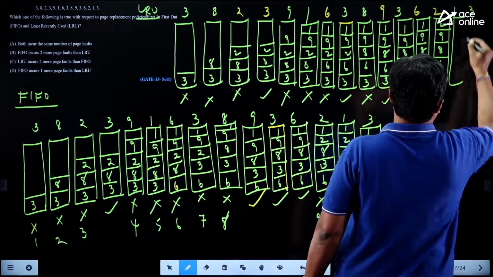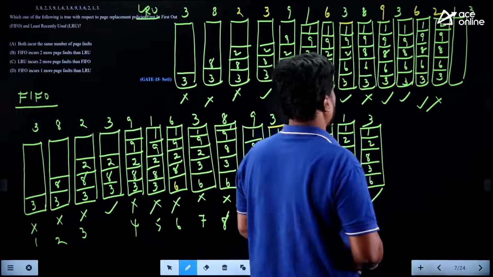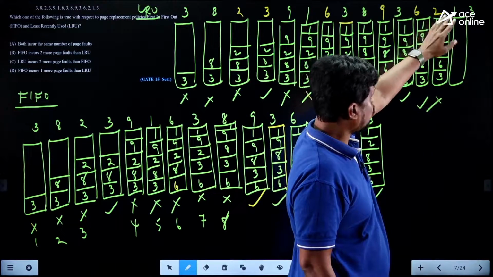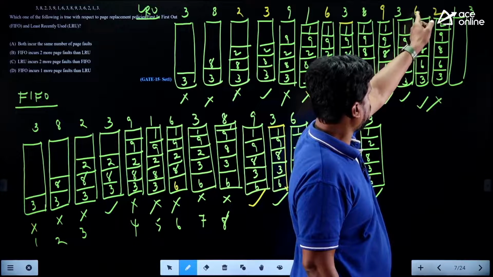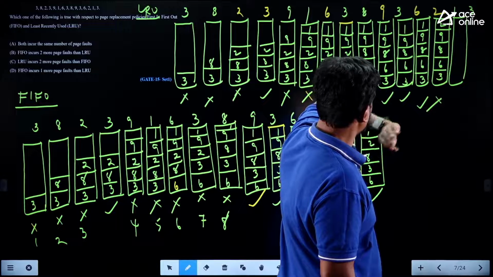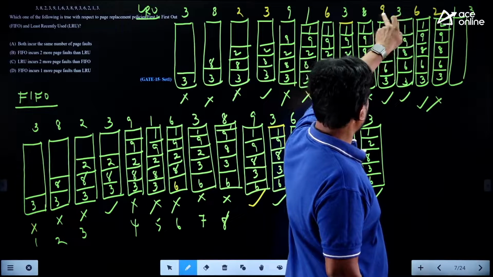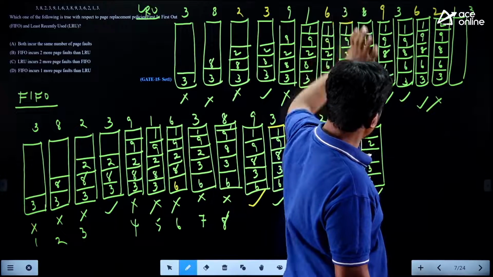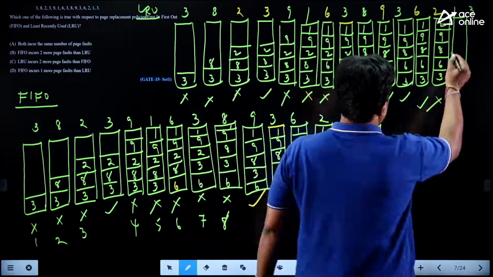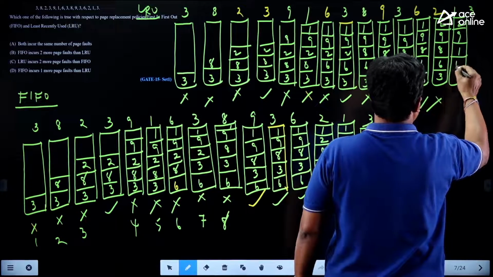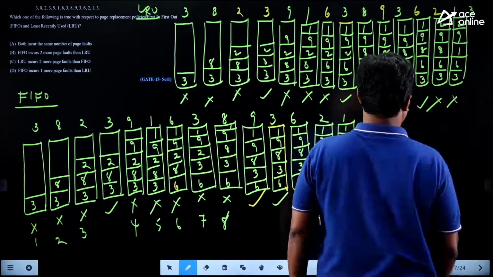Then 1 I have to get, but 1 is not there in the main memory. Then 2 is the most recently used. After that 6 is the next most recently used. Then again 3 is the next most recently used, right? And then 9 and then 8. So 9, 3, 6, 2 are here. 8 is the least recently used, so 8 can be the victim here. So 1, 2, 9, 6 and 3, which is a page fault.